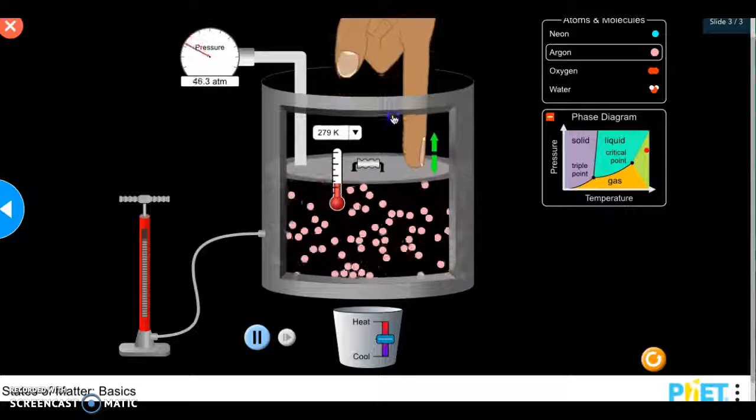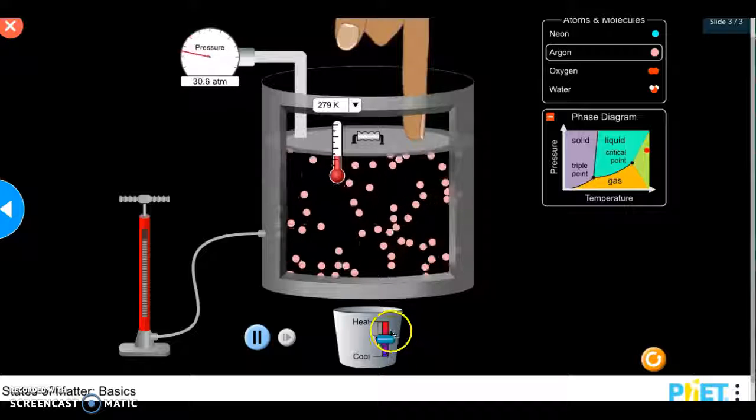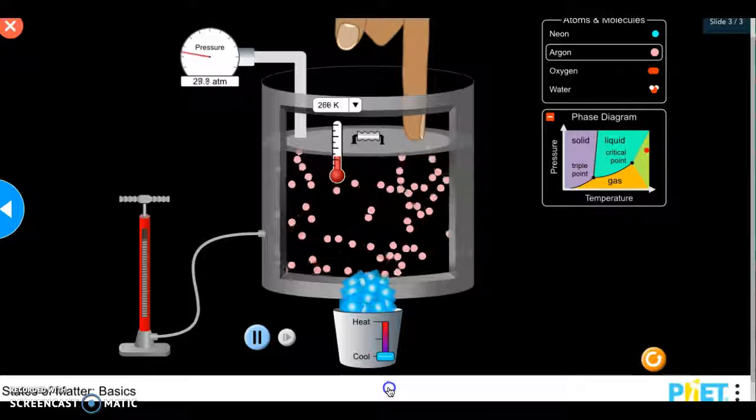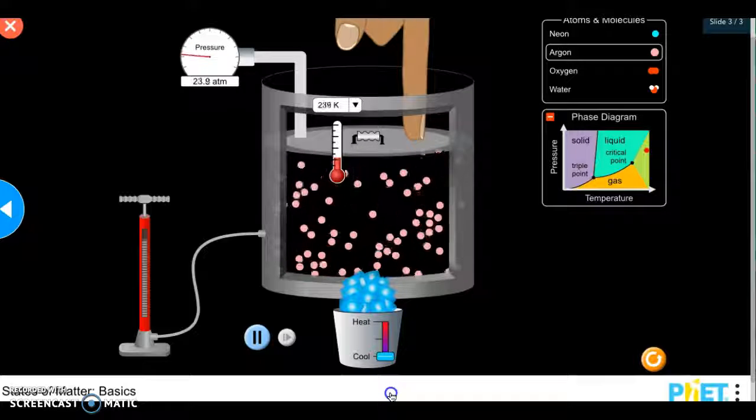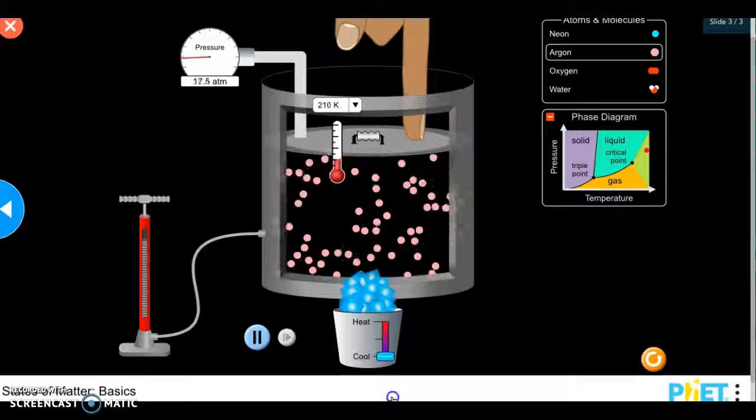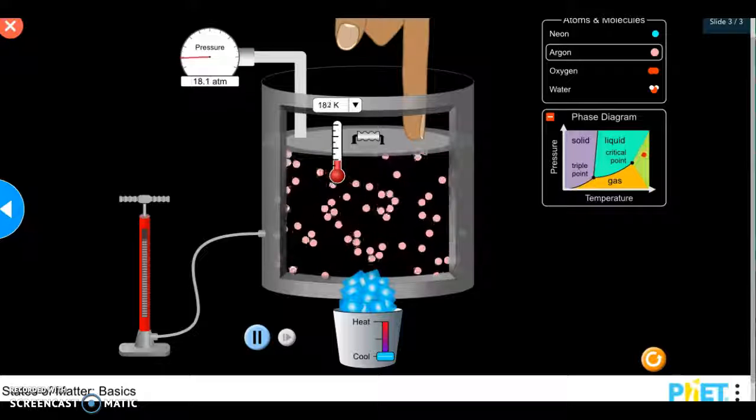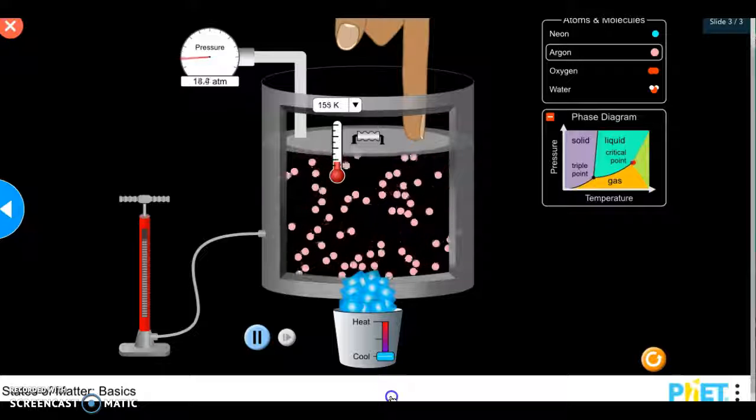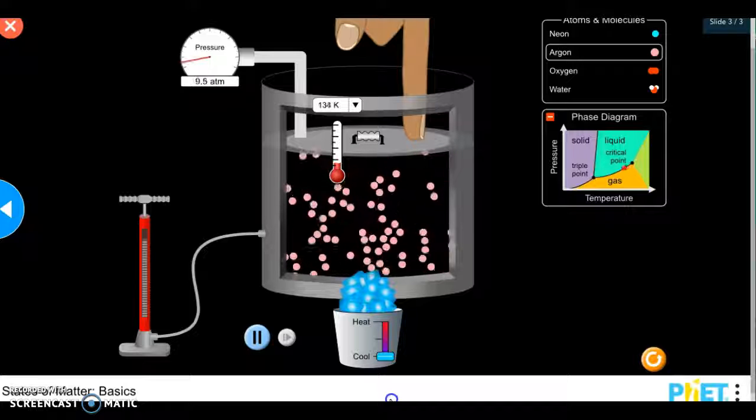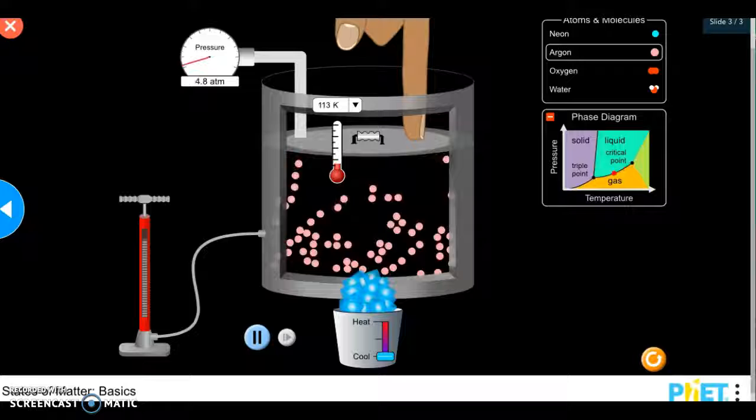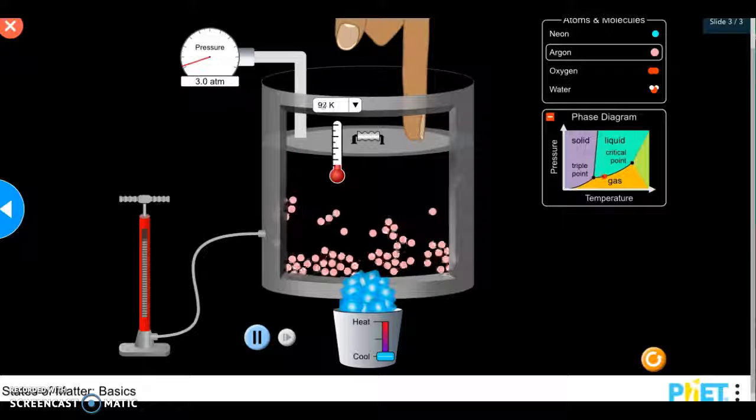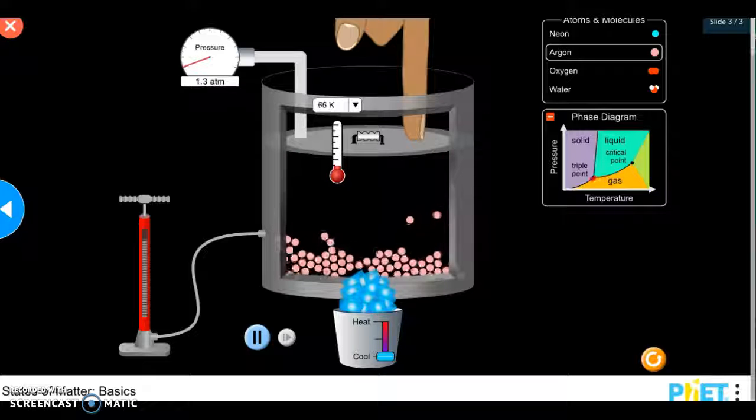Now, let's cool our argon. Takes a little while for the temperature to drop. You can see that the molecules are forming closer together and they're at a liquid right now. And now they're going back to a solid.